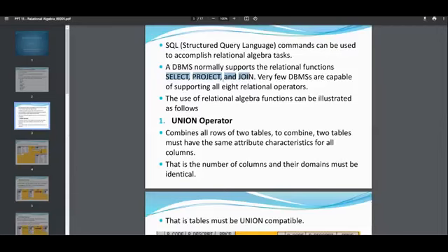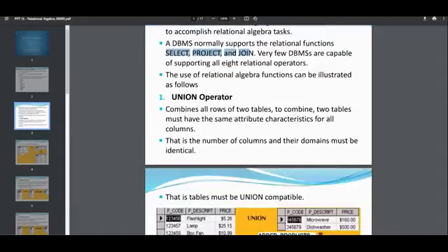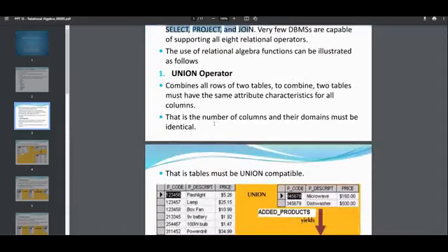Normally these functions are available almost all the time. Okay, then union operator combines all rows of two tables. You can use union operator for what? Combine all rows of two given tables.